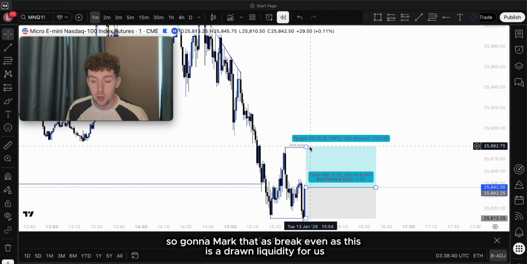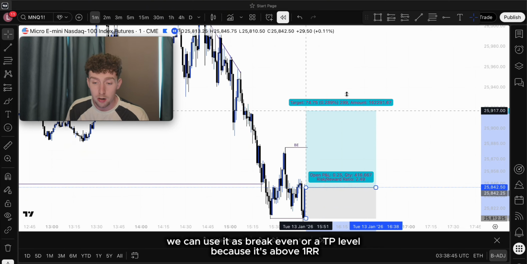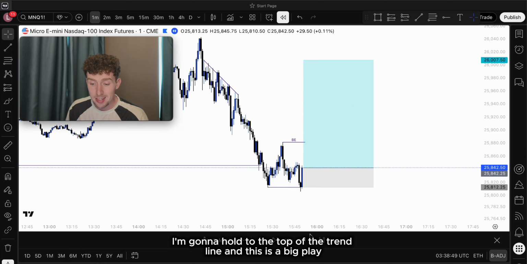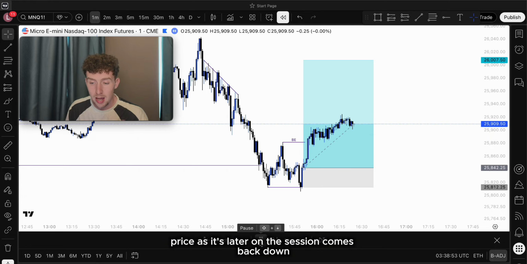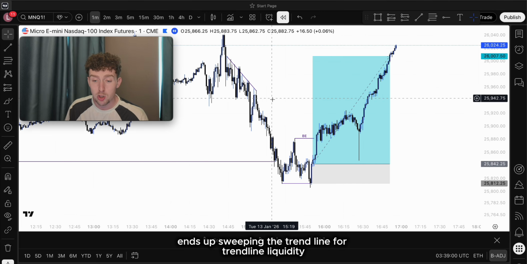As this is a draw on liquidity for us, we can use it as break-even or a TP level because it's above 1 hour. But in this example here, I'm going to hold to the top of the trend line. And this is a big play. As you can see, we're going to break even there. Price, as it's later on the session, comes back down but ends up pushing back up. And as you can see right here, ends up sweeping the trend line.